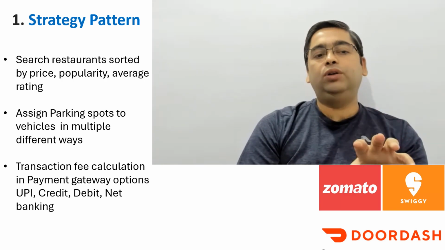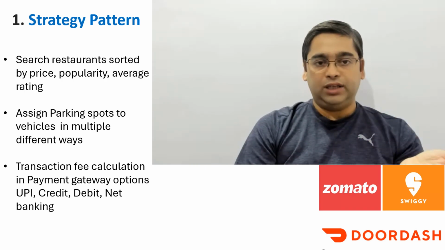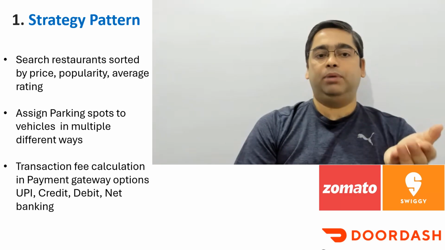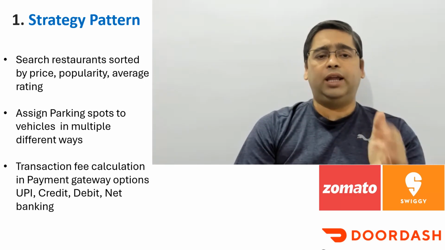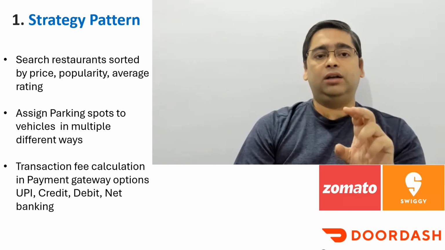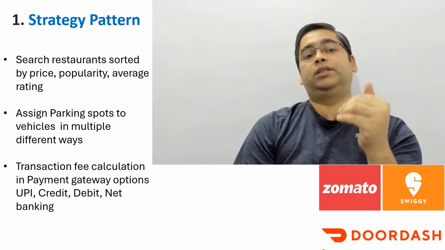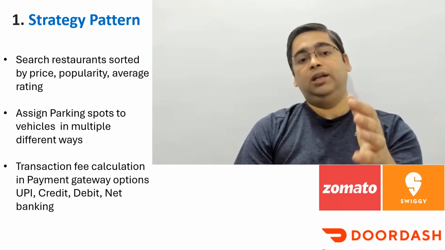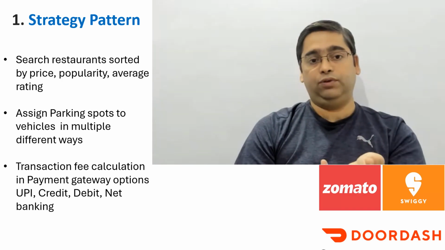So we are going to use strategy pattern whenever we want to achieve the same result in multiple different ways. So let's take an example. Suppose you are asked to design a food ordering system, something like a Zomato or Uber Eats. So there the main functionality is to search a list of restaurants. So which restaurants sell a particular food item. So what you see on your screen is a list of restaurants which sell a particular food item when you search for that food item.